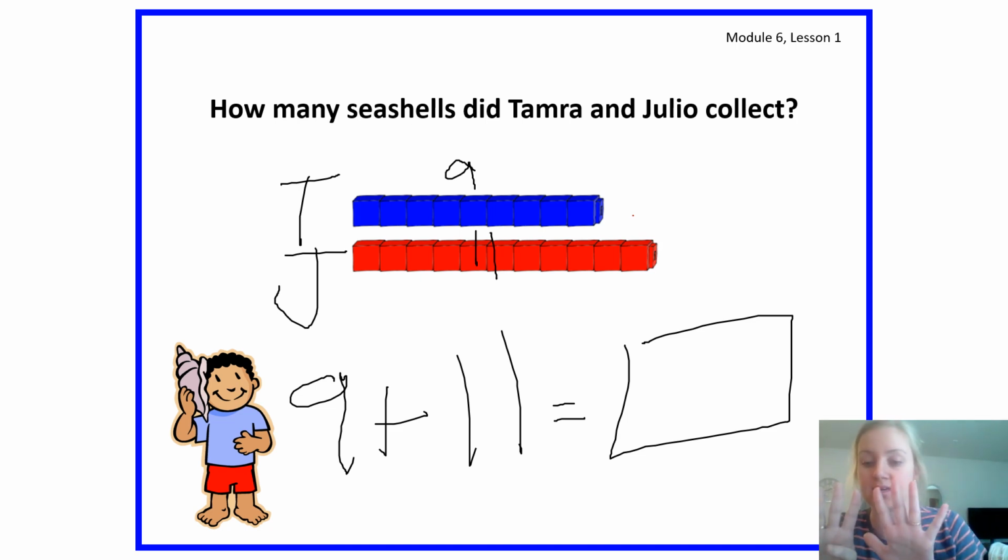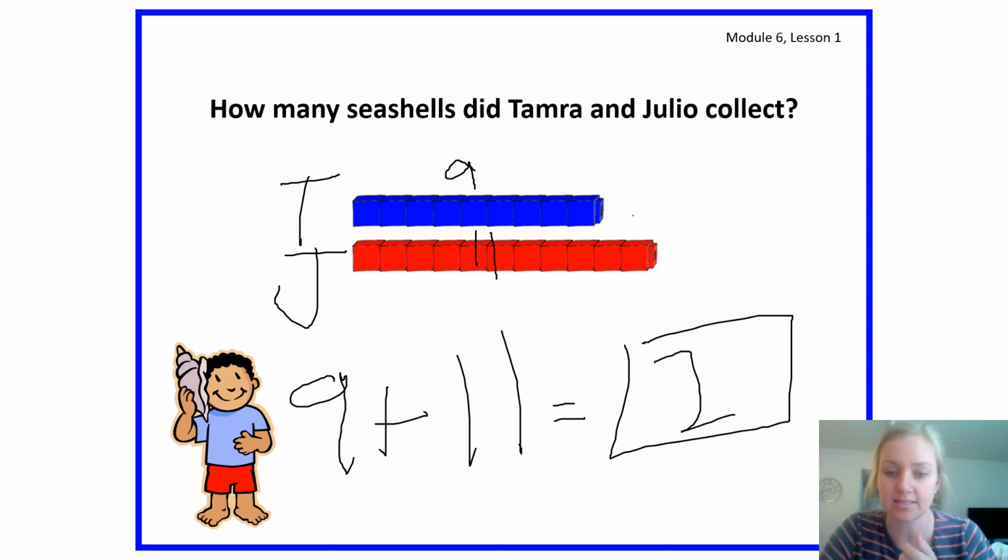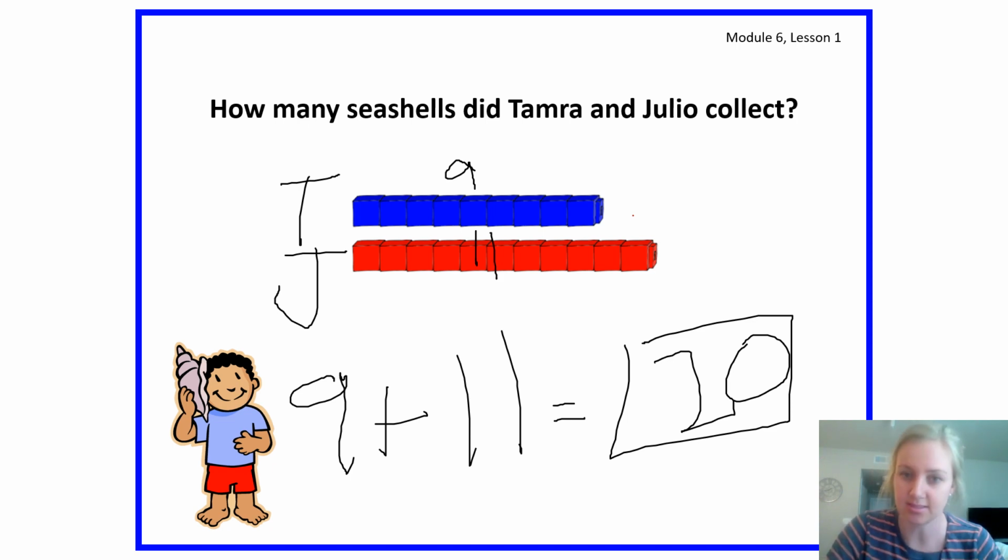So I have 9 fingers up. Get 11 going. 11, 12, 13, 14, 15, 16, 17, 18, 19, 20. So 9 plus 11 equals, get ready, yes, 20. How many seashells did Tamara and Julio collect all together? They collected 20 seashells.